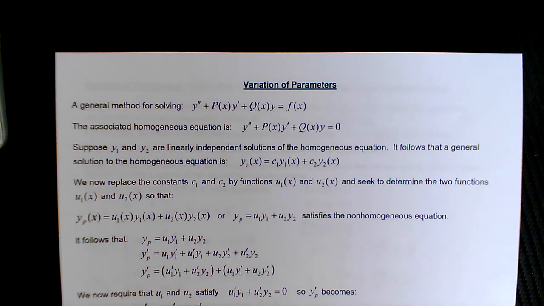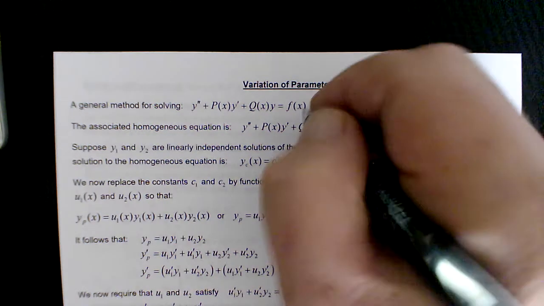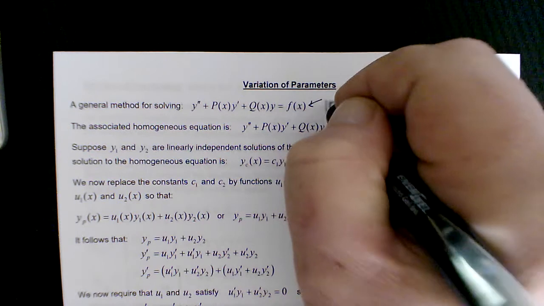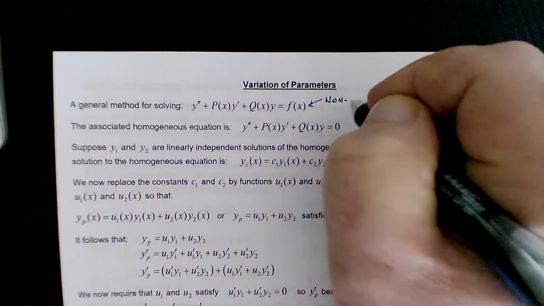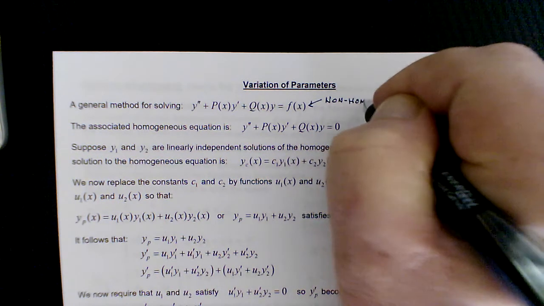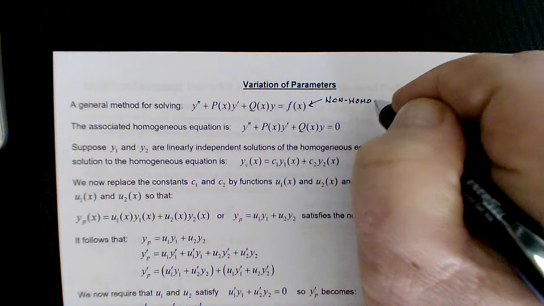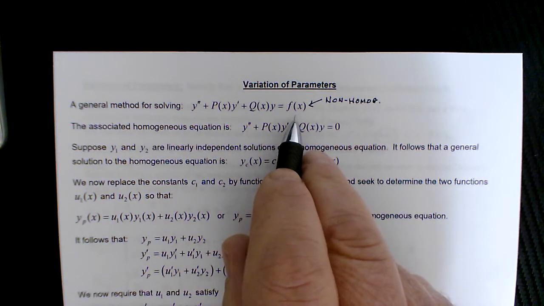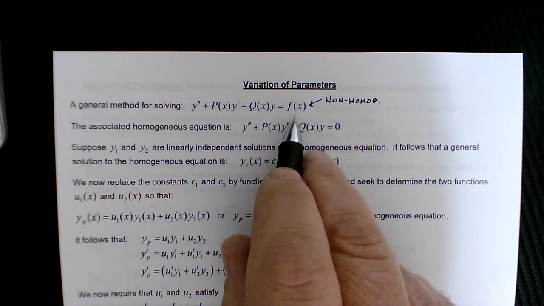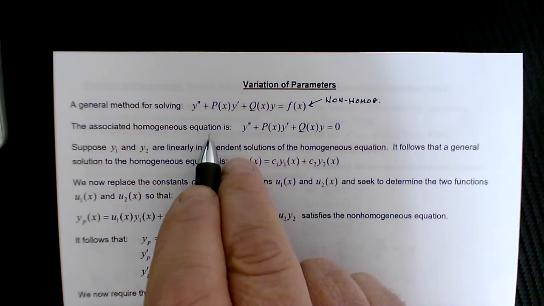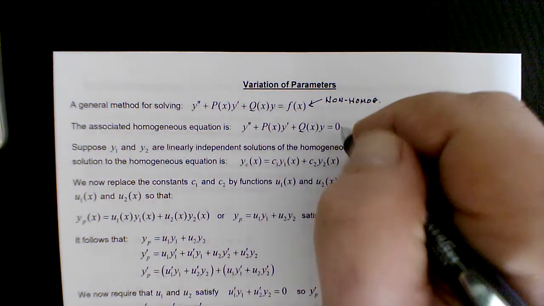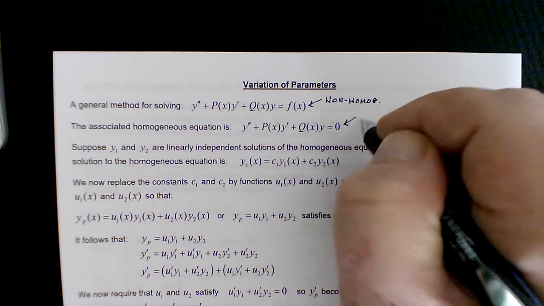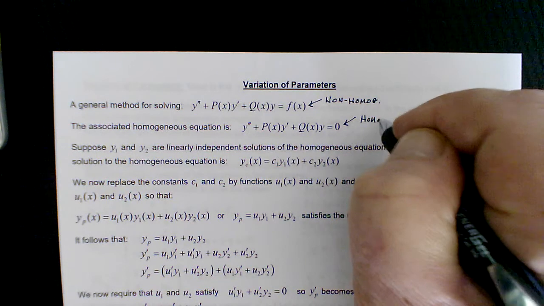So this is a general method for solving any non-homogeneous second-order differential equation. And what's causing it to be non-homogeneous, of course, is the fact that it's equal to some function of x. We can look at the associated homogeneous equation, and what's making it homogeneous is the fact that we're setting it to 0.